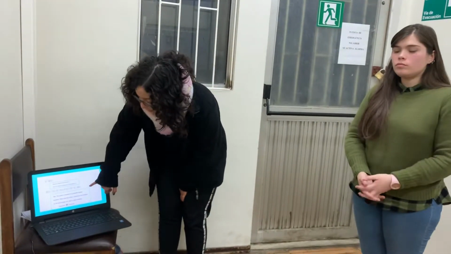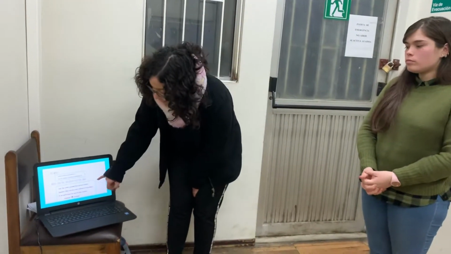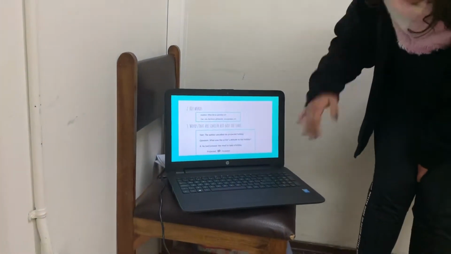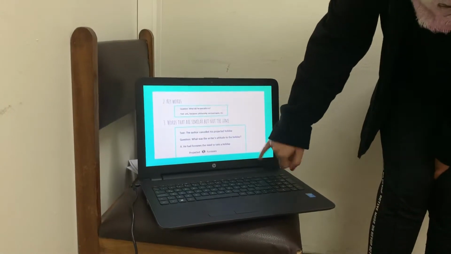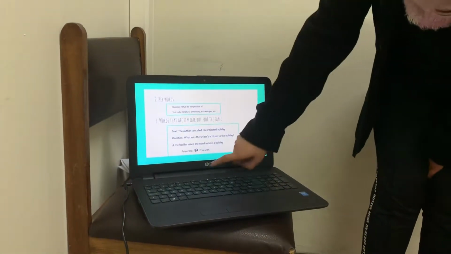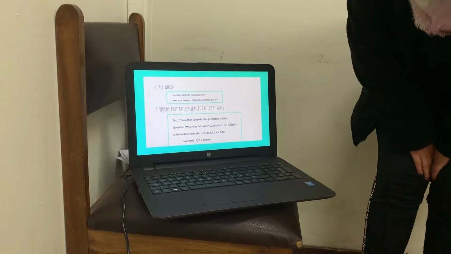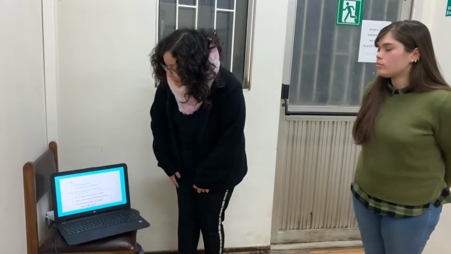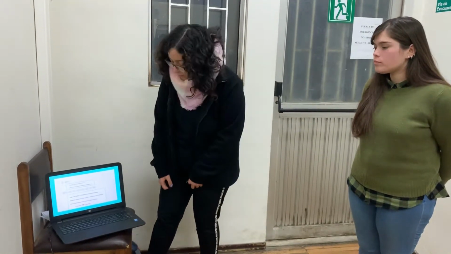And the third trick is words that are similar but not the same. For example, regarding this example, we can see that the words projected and foreseen are similar in meaning, but are not the same. They are related, but they don't mean the same. So it is important to know this difference of words in order to answer the test properly.